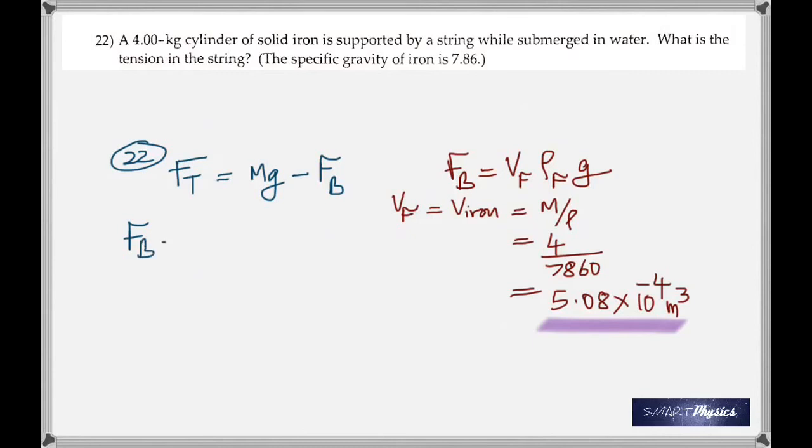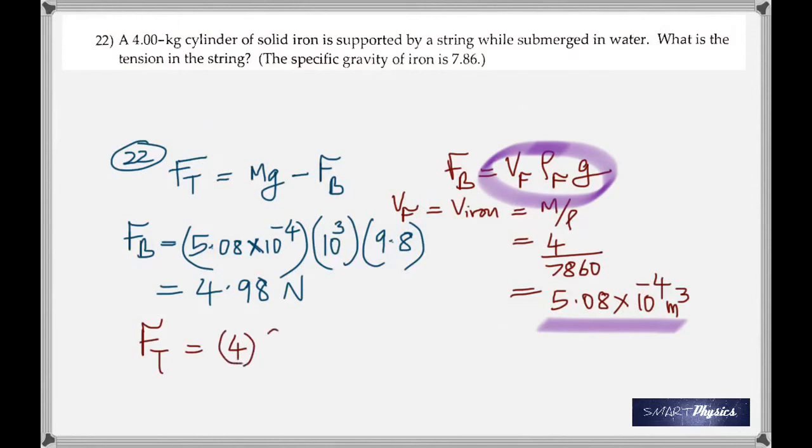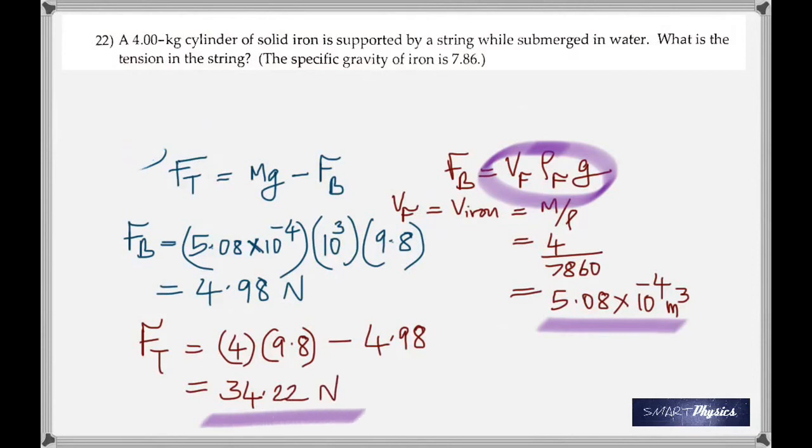I hope you're getting this. Therefore, put that volume times the density of the fluid now, which is water. It's 1000 times g. You get 4.98 newtons. So therefore, the tension is the weight, which is mg, minus the buoyant force, and you get 34.22 newtons.